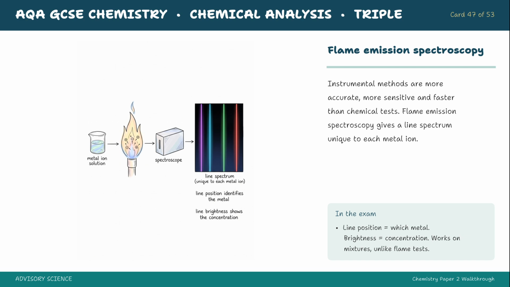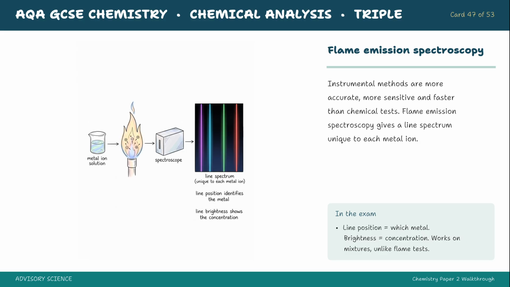The sample is put into a flame, and the light given off is passed into a spectroscope. This produces a line spectrum that's unique to each metal ion, a bit like a fingerprint. The position of the lines identifies the metal, and the intensity or brightness of the lines shows the concentration.